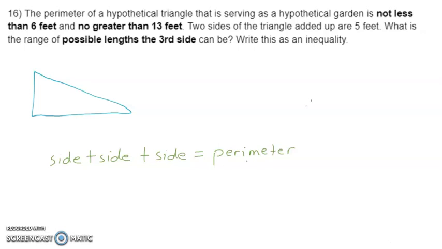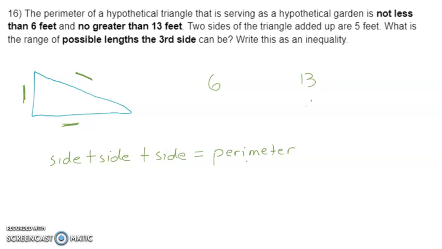Alright guys, so if we look at example 16, we have the perimeter of a triangle that is serving as a garden is not less than 6 feet, but is no greater than 13 feet. Okay, so my perimeter is not going to be less than 6 feet or greater than 13 feet. Now the perimeter is going to be this side plus this side plus this side, right? So I add all three sides up and then I'll get my perimeter.